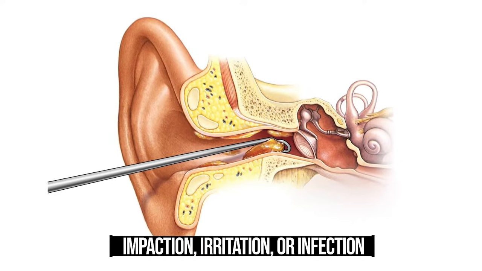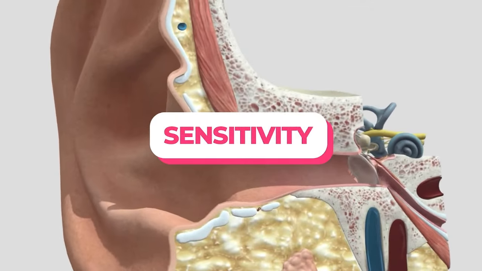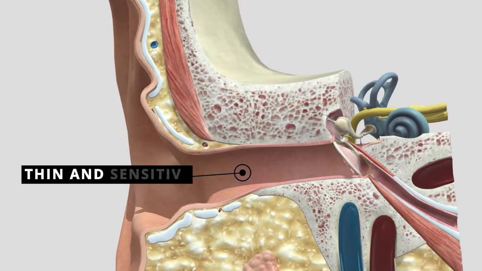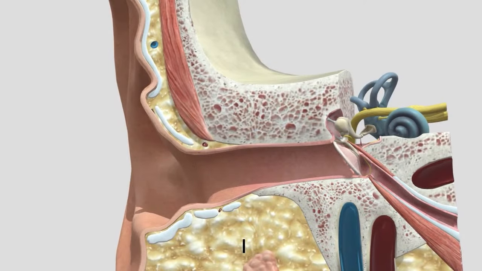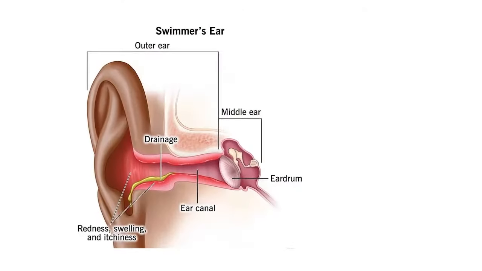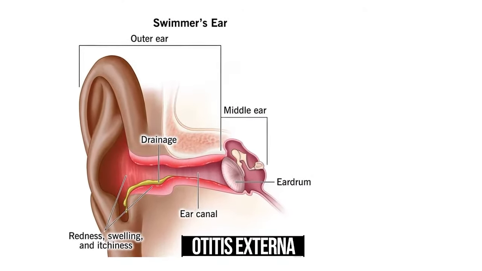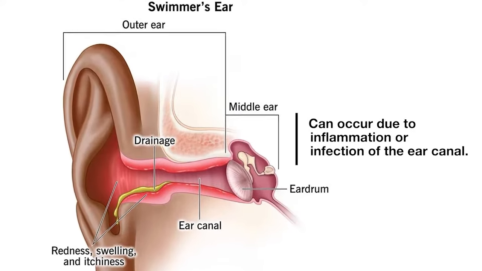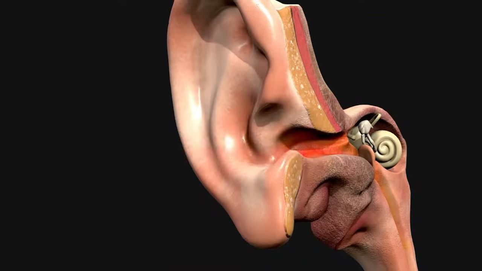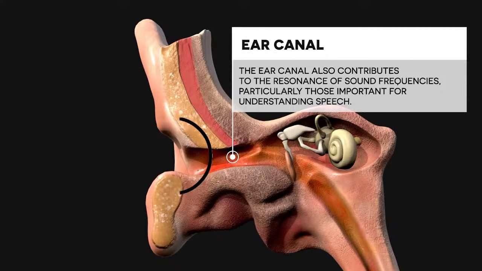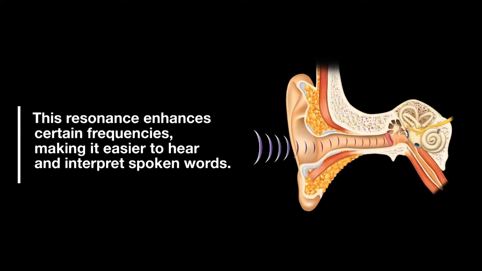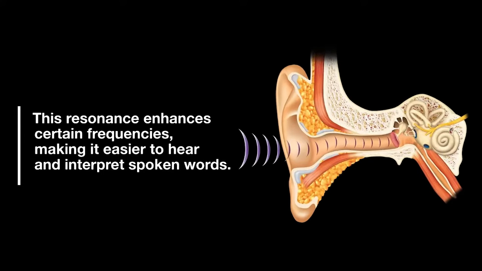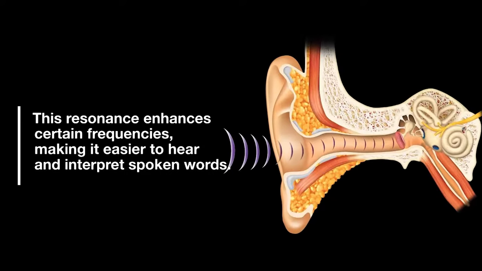irritation, or infection. Sensitivity. The skin in the ear canal is thin and sensitive, making it susceptible to irritation and infection. Conditions like otitis externa, swimmer's ear, can occur due to inflammation or infection of the ear canal. Resonance. The ear canal also contributes to the resonance of sound frequencies, particularly those important for understanding speech. This resonance enhances certain frequencies, making it easier to hear and interpret spoken words.